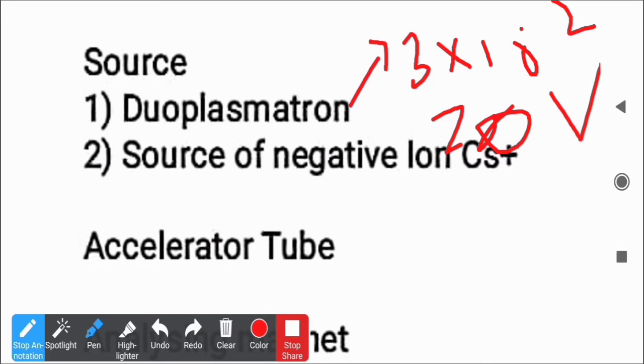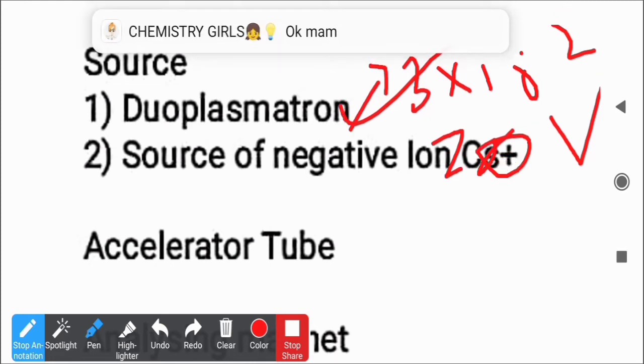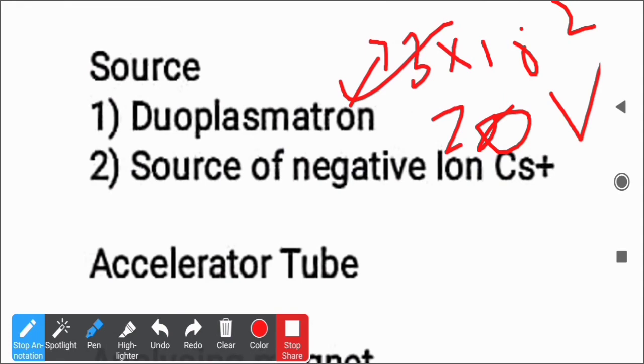Once that plasma is produced in the first stage, it is guided by the strong axial magnetic field into the second discharge chamber. Okay, so once the primary cathode and anode are charged with this 20 volt and the high pressure of 3 into 10 raised to minus 2 torr, the arc or the plasma is generated in the primary anode. Then it passes through the strong axial magnetic field.